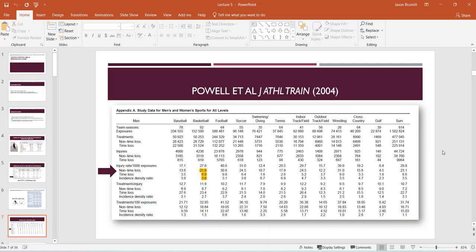We've seen big tables like this before, and here we're able to highlight, for example, looking at basketball for men, basketball athletes for all levels of collegiate play. We can get an idea for injury rates, those that are non-time loss in nature, and those that resulted in time loss.